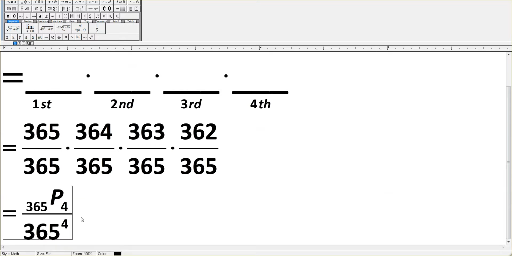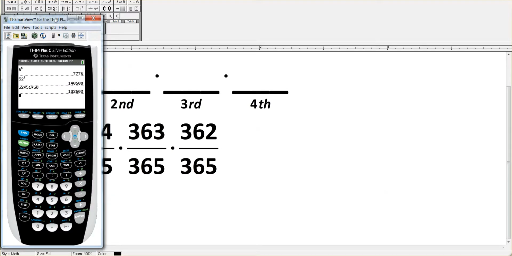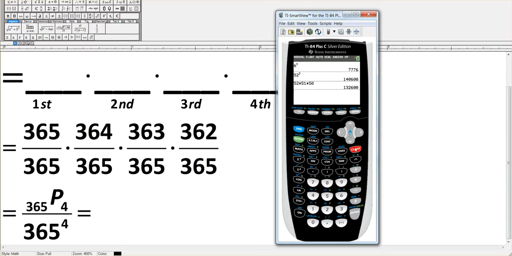And you don't have to do it this way, but it does make it quicker to type into a calculator. So either way, we're going to have to go find it. So let's grab a calculator, shall we? Okay, so I'm going to clear this out.